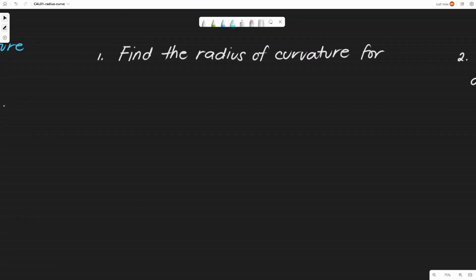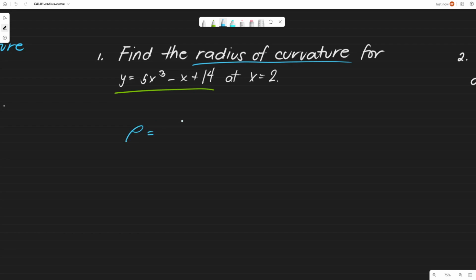So we have here our first example. Find the radius of curvature for y is equal to 5x cubed minus x plus 14 at x is equal to 2. So we have here our given function, y is equal to 5x cubed minus x plus 14. Let us utilize our formula for the radius of curvature since that is what we are looking for. So we have rho is equivalent to the quantity of 1 plus y prime squared, raised to 3 over 2, all over the absolute value of y double prime.